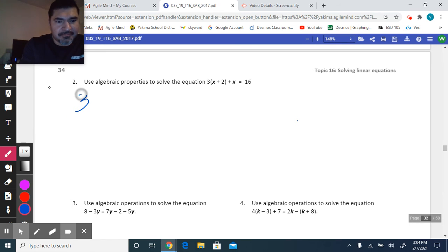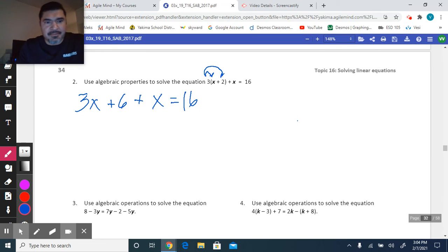3x, because 3 times x is 3x, plus 3 times 2, which is 6, plus x equals 16. Okay, now I'm looking here at this. What I need to do is add like terms. So I have 3x plus x. So if I have 3x's plus an x, that's 4x. I'm going to bring down this plus 6 equals 16.